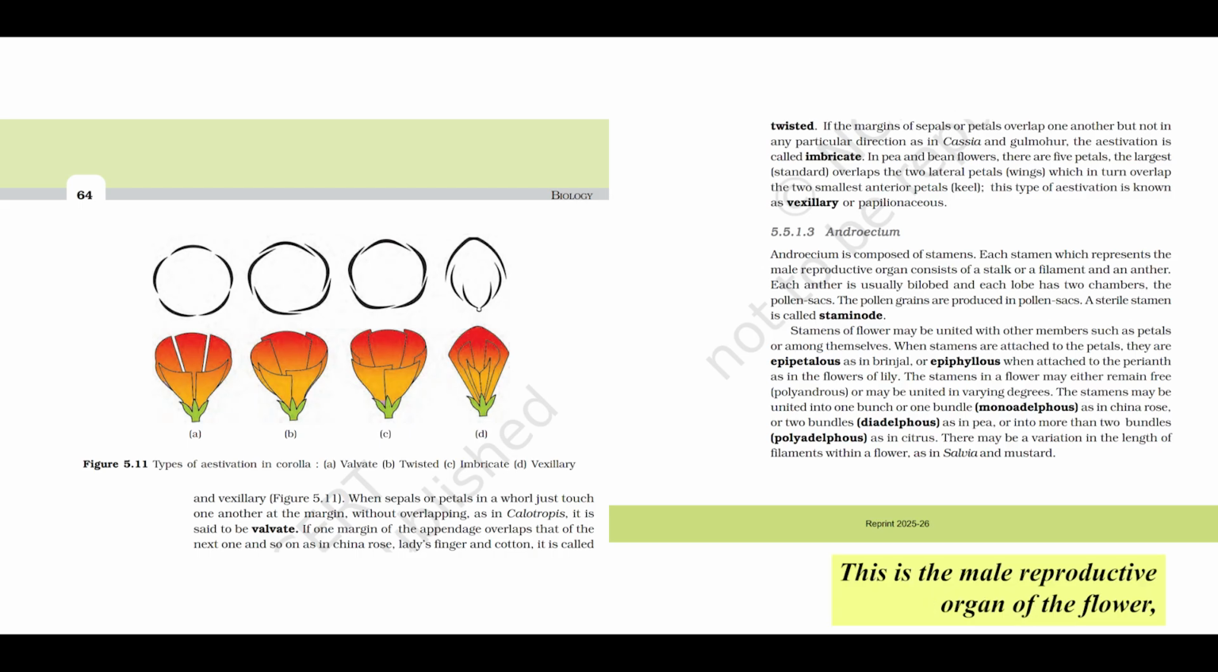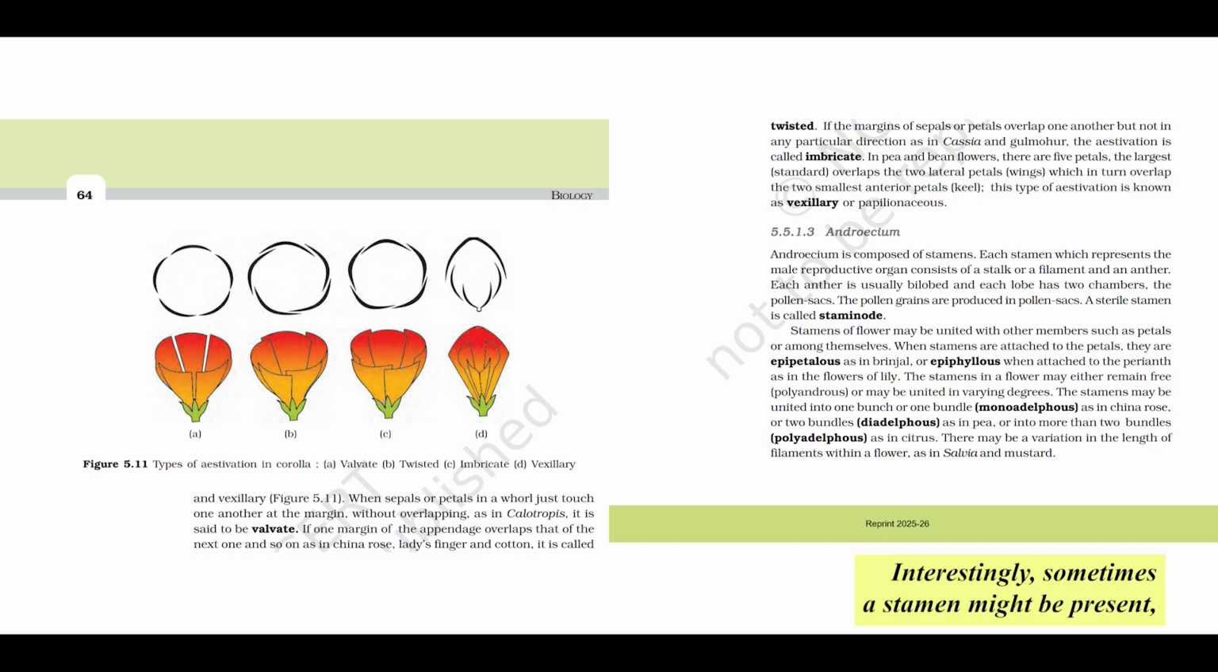This is the male reproductive organ of the flower, composed of individual units called stamens. Each stamen, in turn, typically consists of 2 main parts: a long, slender stalk or filament, and an anther at its tip. Each anther is usually bilobed, and each lobe typically contains 2 chambers called pollen sacs. It is inside these pollen sacs that the pollen grains, which contain the male gametes, are produced.